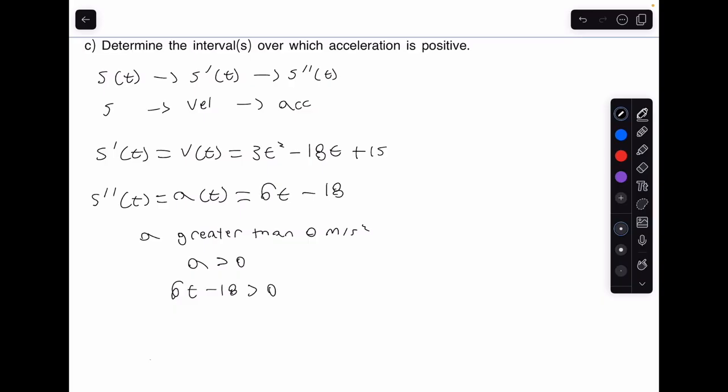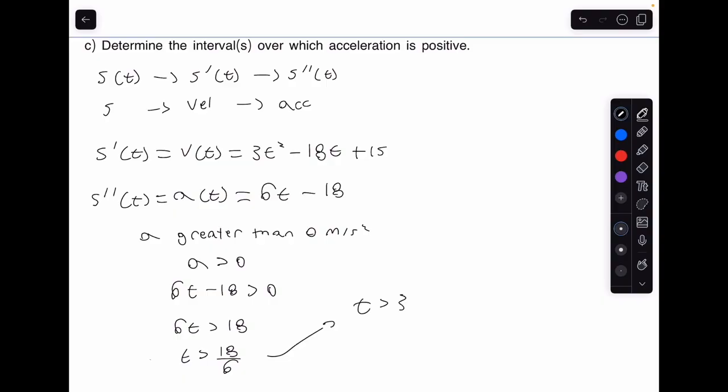Now it's just an inequality. How do we find the interval at which it's positive or greater than 0? We simply solve for the input. The input is t. So let's solve for t. 6t is greater than positive 18. t is greater than 18 over 6, meaning t is greater than 3.